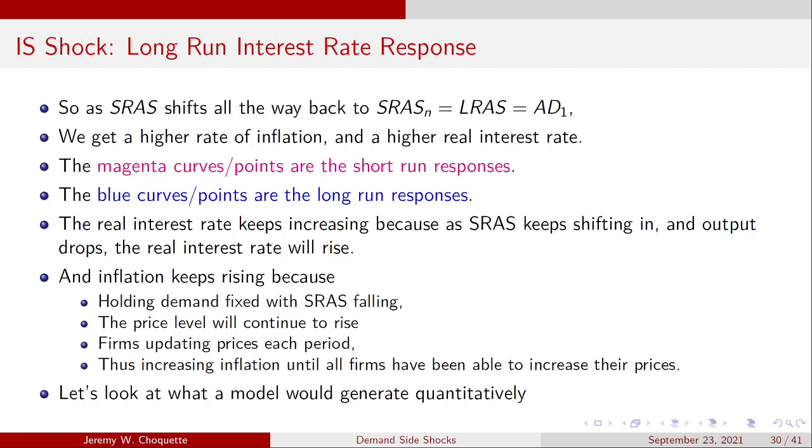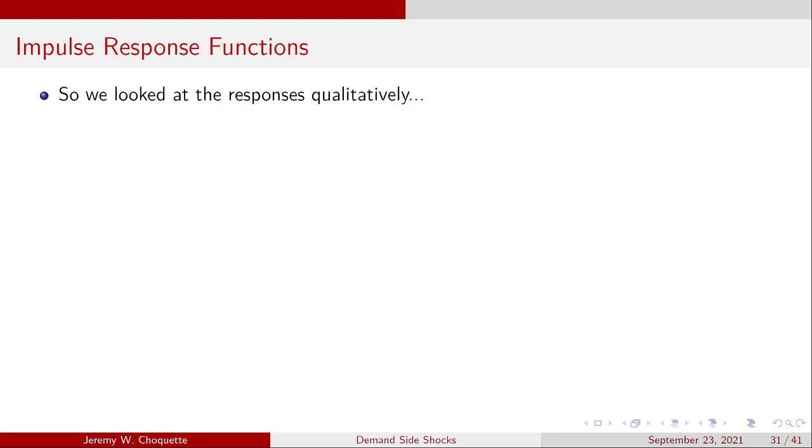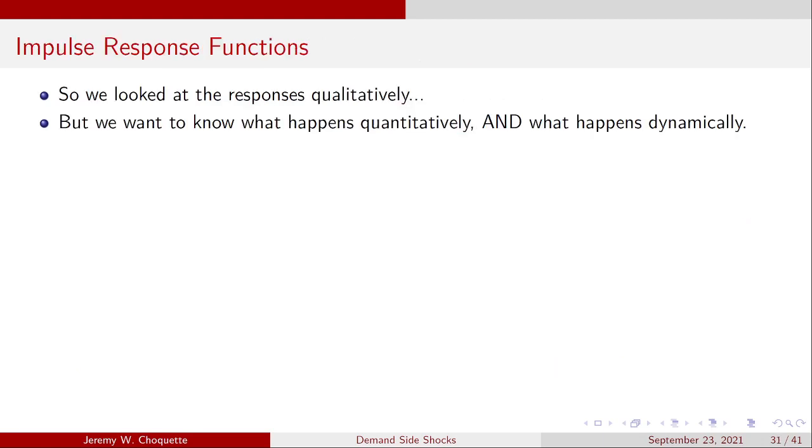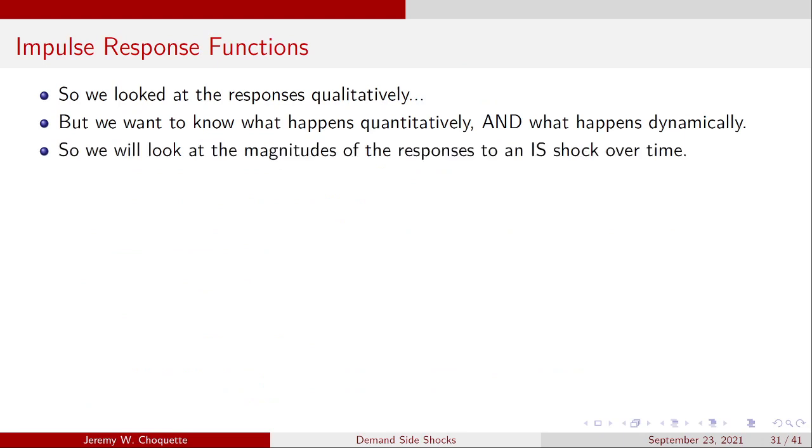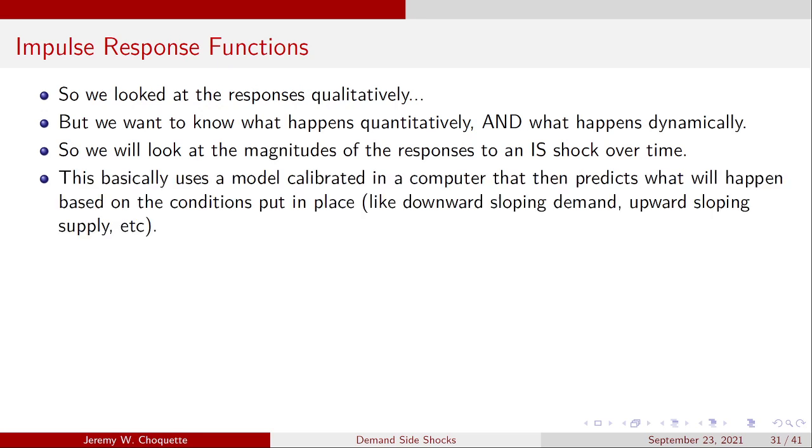So let's look at what the model would generate quantitatively. We looked at this stuff qualitatively, but we want to see what happens quantitatively and what happens dynamically. We can look at both of those over time. It's really nice. You just have the quantitative response on one axis, time on the other. So we're going to look at the magnitudes of the responses to an IS shock over time. Essentially what's going on is we take a lot of the equations that you just saw, put them into a computer, give it a bunch of initial values, and then just hit enter and let the thing run.